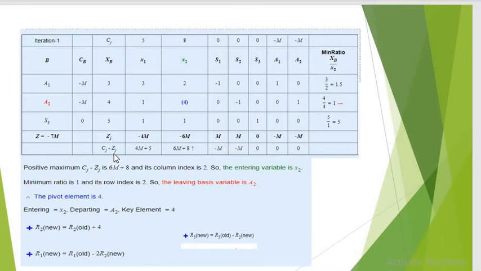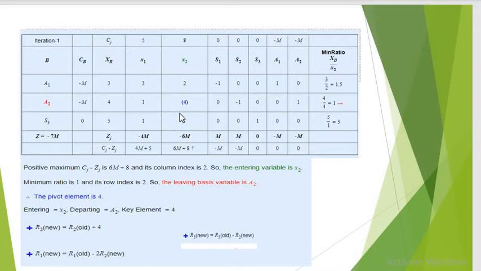Then calculate the net value Cj minus Zj. If the values are less than or equal to 0, the solution is optimal. Otherwise, find the maximum positive value, that corresponds to 6M plus 8. So the corresponding variable x2 will be the entering variable. Calculate the minimum ratio using the rule Xb by x2 where x2 is greater than 0. We can see that the minimum value is 1 and the corresponding variable a2 will be the leaving variable. Then the intersection is 4, that is the pivot element.